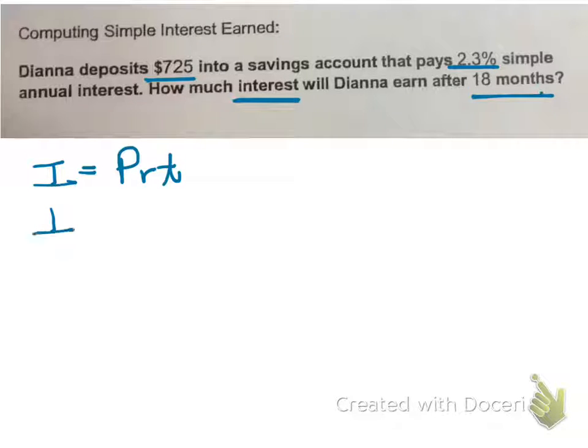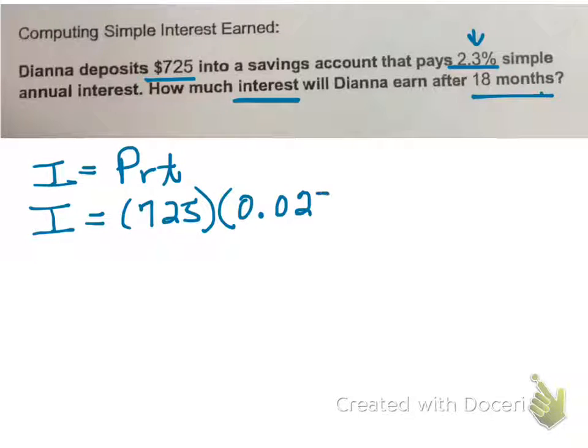We're calculating the interest, so we don't know the I value. We know the principal is $725. We know the rate is 2.3%. So as a decimal, that would be 0.023. And we know that the time is 18 months.